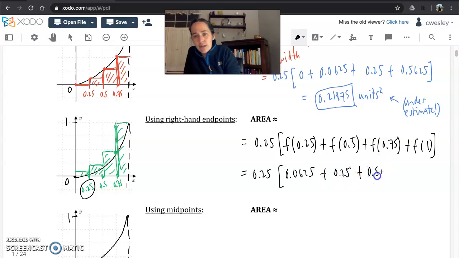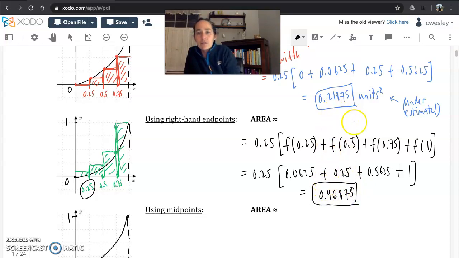0.75 squared we used in the last part of the problem, 0.5625, and then 1 squared. We shouldn't need much help for that. We can put a 1 at the end. Here is your overestimate. I went to the calculator for this, 0.46875. I'm already feeling better about my guesses from the warm-up because they were right around, a little below this, a little above that. We'll say units squared, since it's an area approximation. And this we can acknowledge from the picture is an overestimate. We're getting closer. Is there anything you would think to do next?